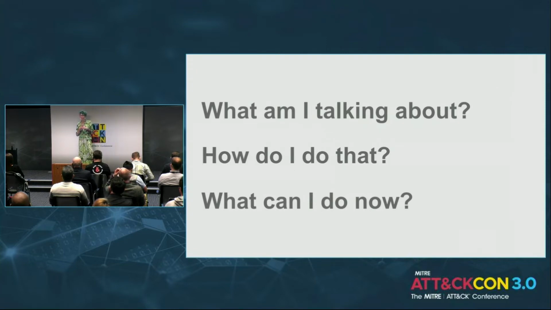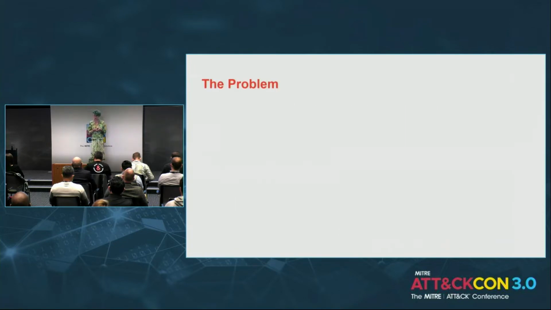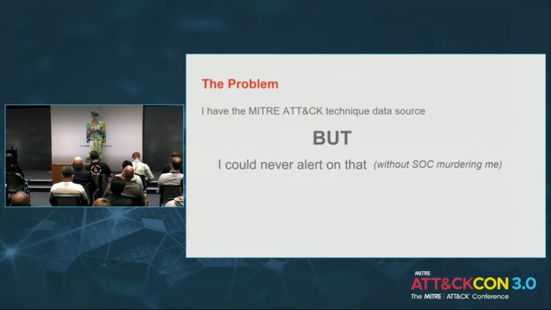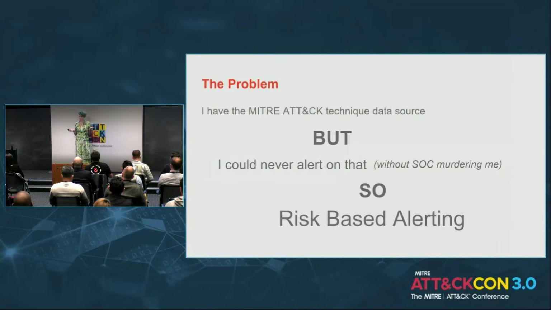So we're just going to talk about what I'm talking about with risk-based alerting, so we're all sort of on the same page as to what that is. And then we'll talk about how you can do that, so you can implement it in whatever tool you have. And then when you have that implemented, what can you do with that? So the problem is that we often have a great MITRE technique data source like command line, but really, really difficult to craft alerts. And the reason is we don't want to get murdered by the SOC. They already have enough alerts to deal with, and we don't want to add to that. So risk-based alerting is a great way to deal with that.